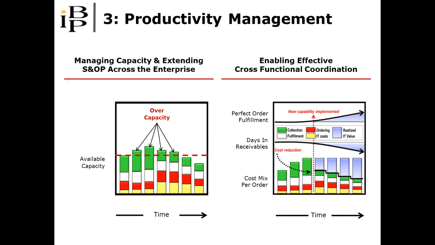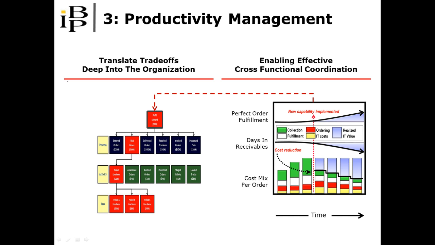Underlying the graph on the right is the ability to plan work, as illustrated by the graph on the left. The ability to plan work at this level and identify capacity constraints is the cornerstone of sales and operations planning. In this context, sales and operations planning is extended across the enterprise and integrated with activity-based planning and financial planning and forecasting systems.